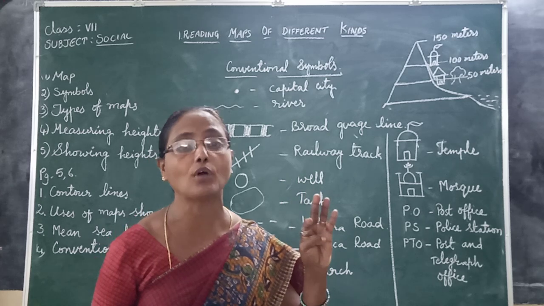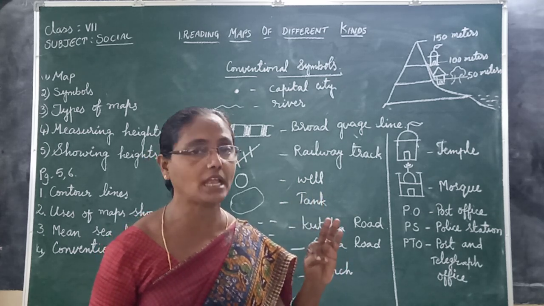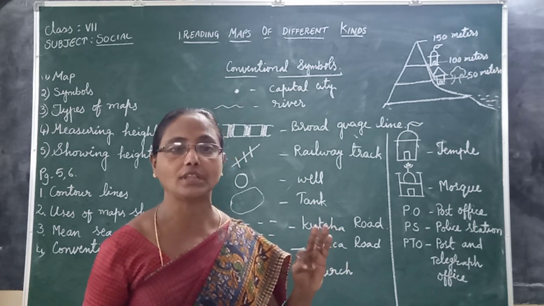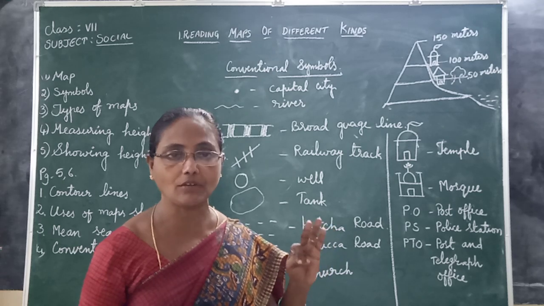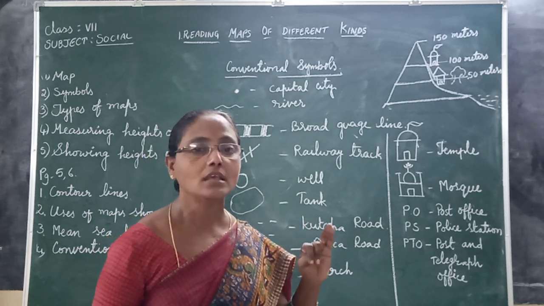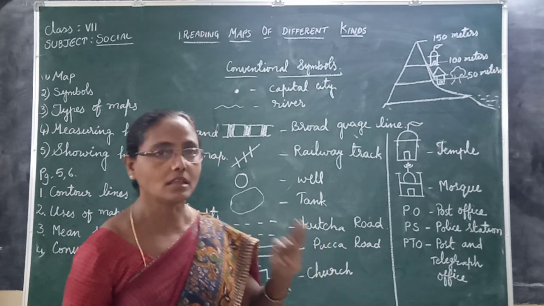And the second one: what is a contour line? A contour is a line joining the places with equal heights. What are the conventional signs? Some common symbols are called the conventional symbols.